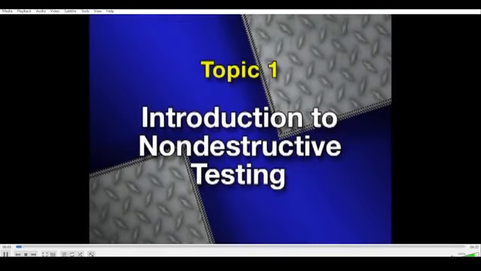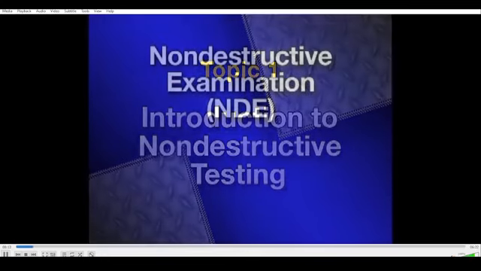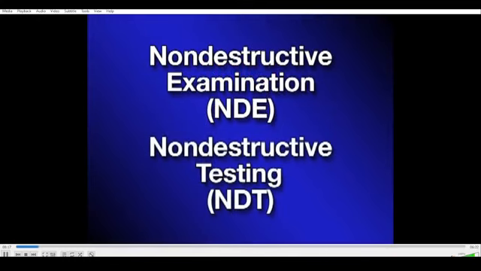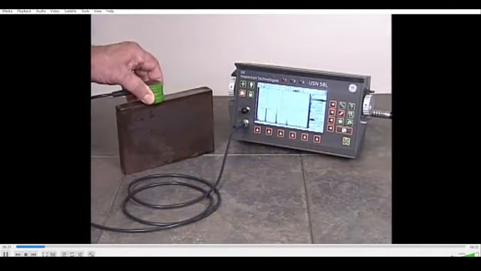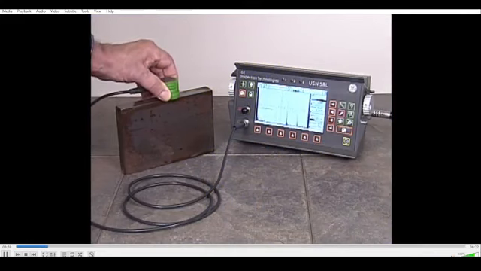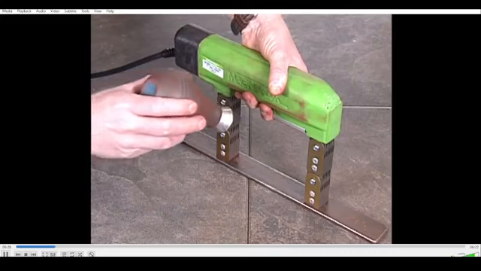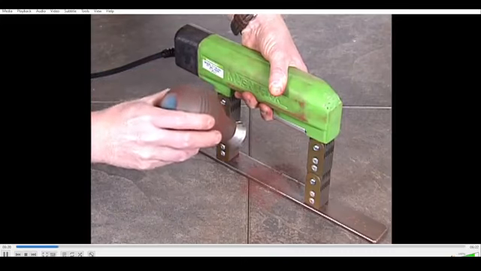The objective of this topic is to be able to define and identify the purpose for non-destructive testing and the symbols used to indicate inspection. Non-destructive examination, NDE, and non-destructive testing, NDT, are synonymous terms used to describe an evaluation process in which no damage is done to the completed welds or to the surrounding structures.